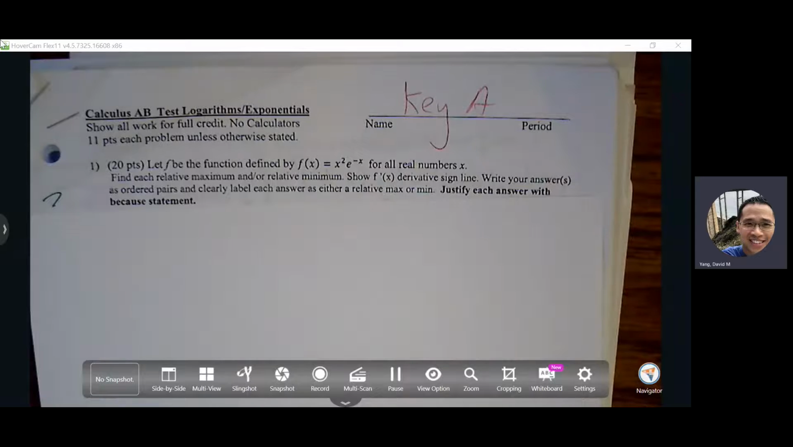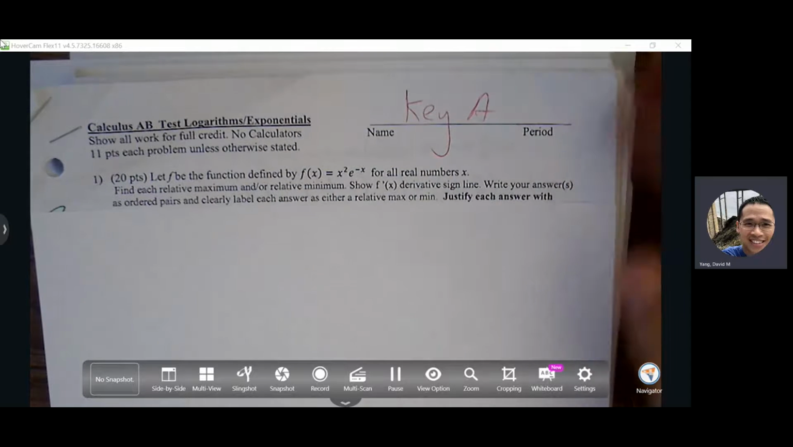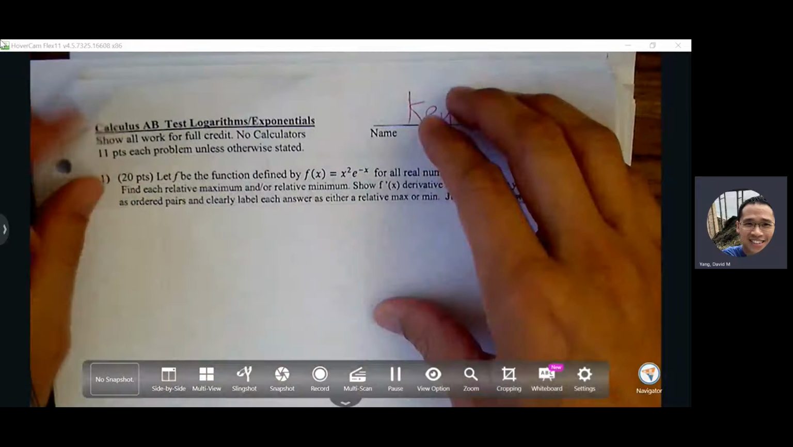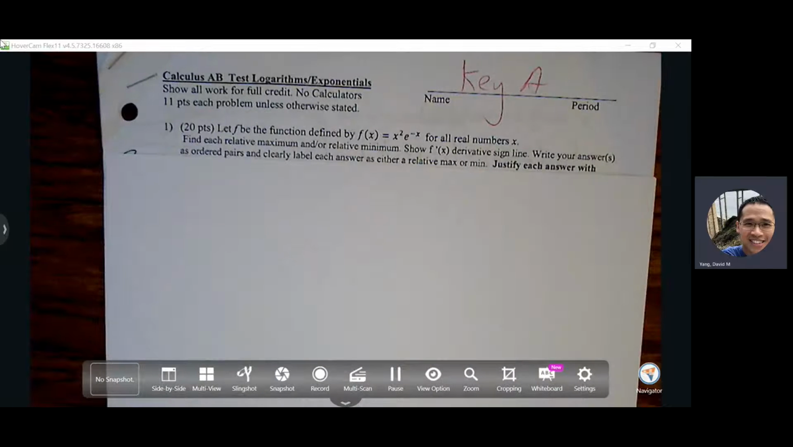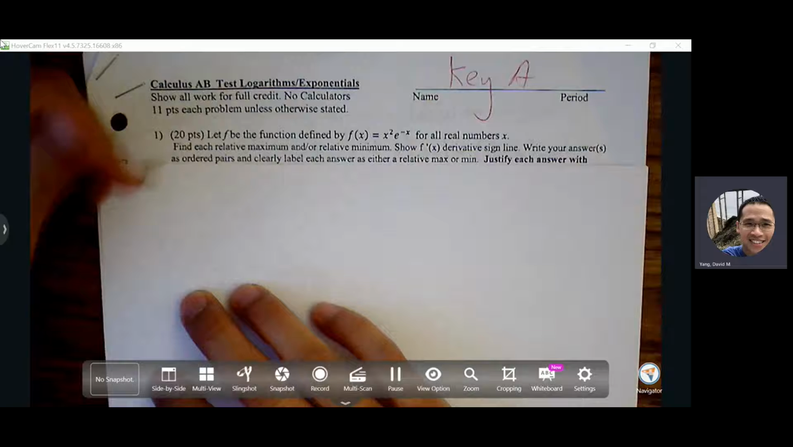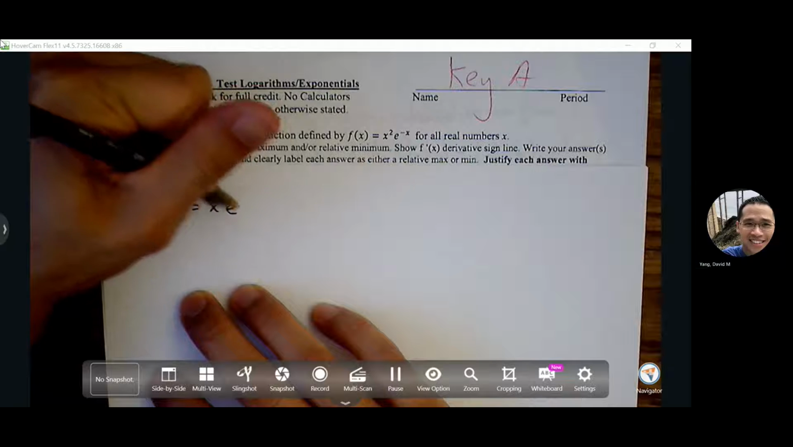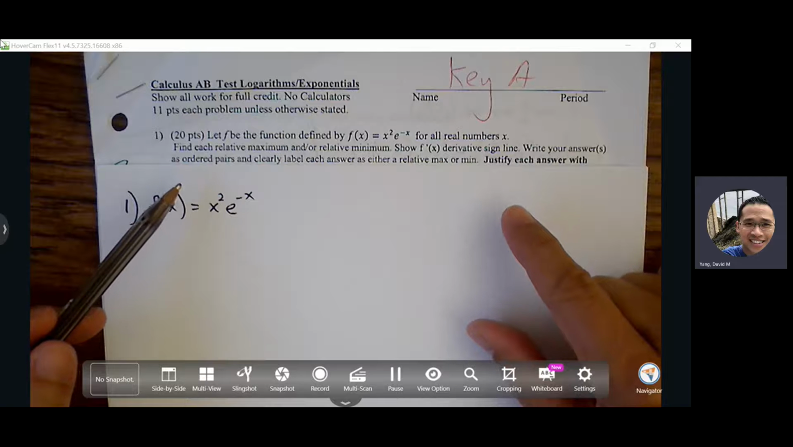All right, so have you copy this down as I work through these problems, okay? It says let f be the function defined by x squared e to the negative x. Just the function. Okay, it says find each relative max and relative min.